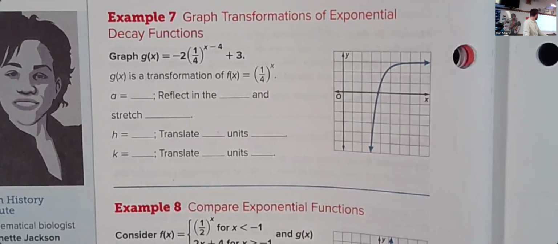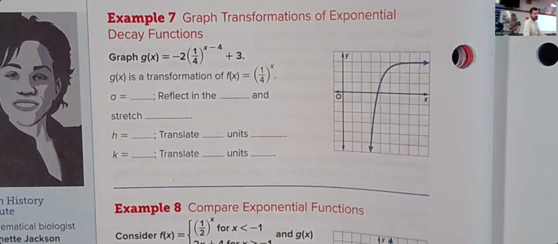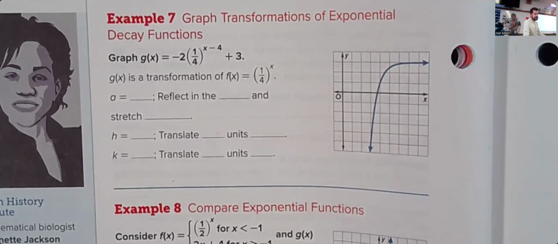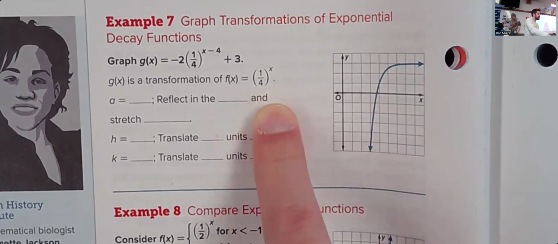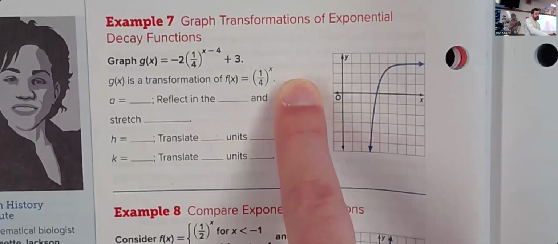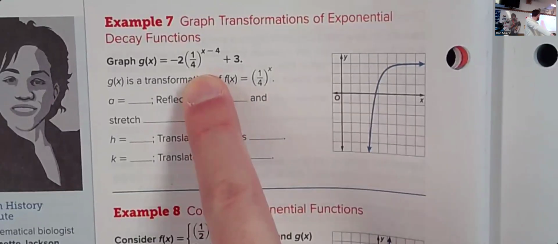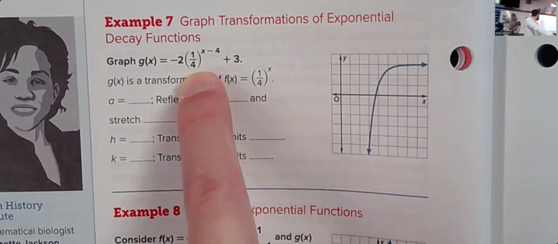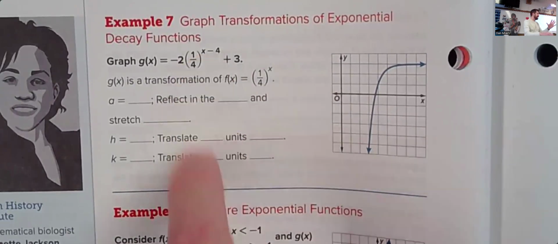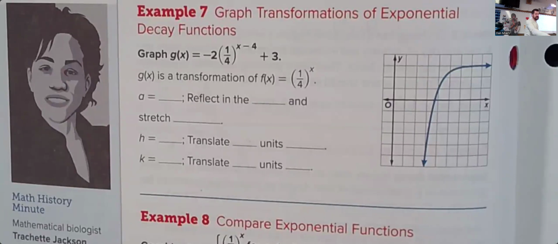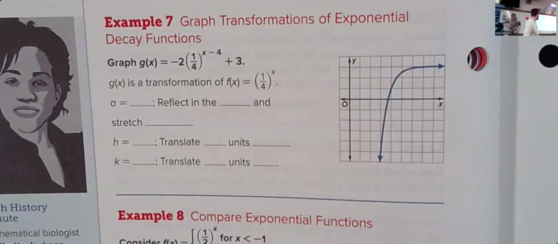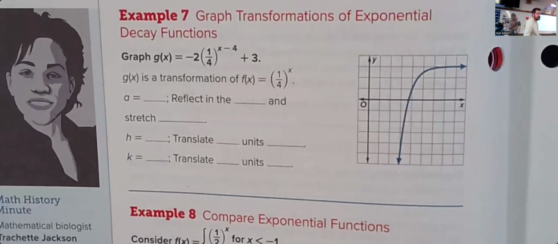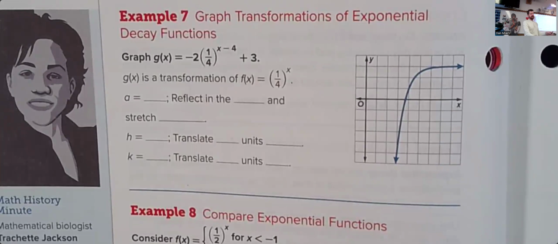So let's take a look here. We've got our function. G of x is equal to negative 2 times 1/4 to the x minus 4 plus 3. G of x is a transformation of the function f of x is equal to 1/4 to the power of x. So remember that whatever the original b value is going to be part of the original function with just x. Everything else is in addition to that original function. So the negative 2, the minus 4, the plus 3, those are all transformations of that original function. So what's our a value here?